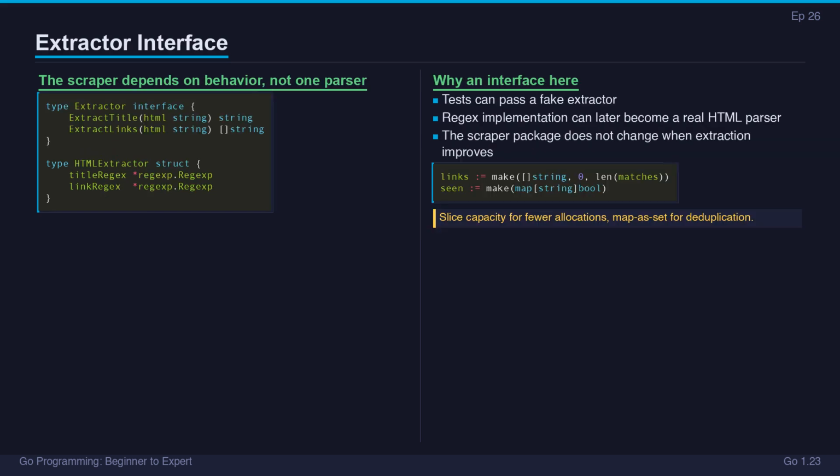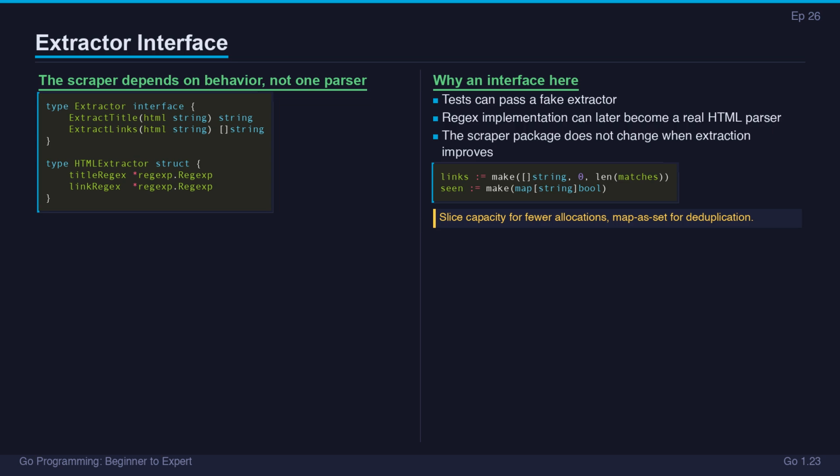The extractor package defines an interface with 2 operations: extract a title from HTML and extract links from HTML. The first implementation uses regular expressions because it is small and easy to demonstrate. In a production-grade scraper, you might replace that with an HTML parser from golang.org/x/net/html. The point is that the scraper does not care which implementation it receives.